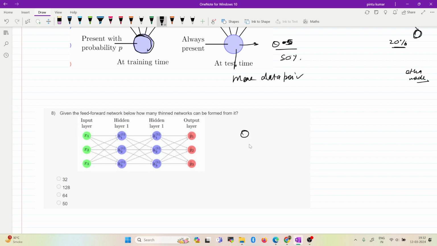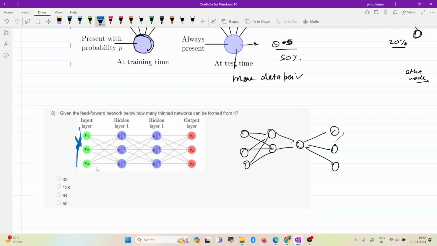For example, for this one, we can have a thinned network where I have only 2 here, only 1 here, and then 3 here. This is an example of a thinned network. It is asking how many thinned networks can be obtained. Right now, ignore that the input layer can also be dropped. Assume your input size always remains fixed, and you can drop any of these 6. So the question is, how many thinned networks can you obtain?